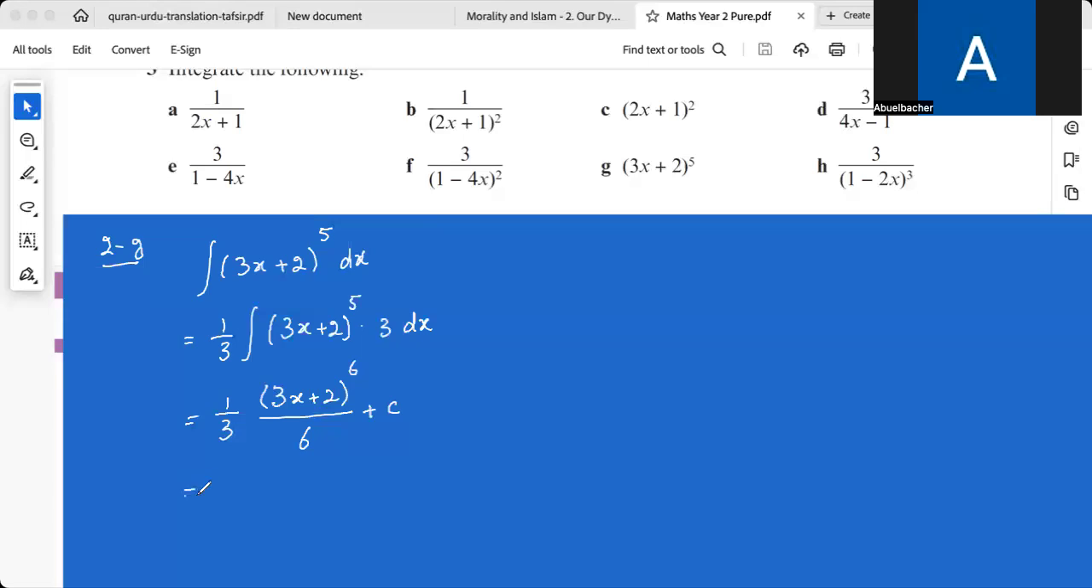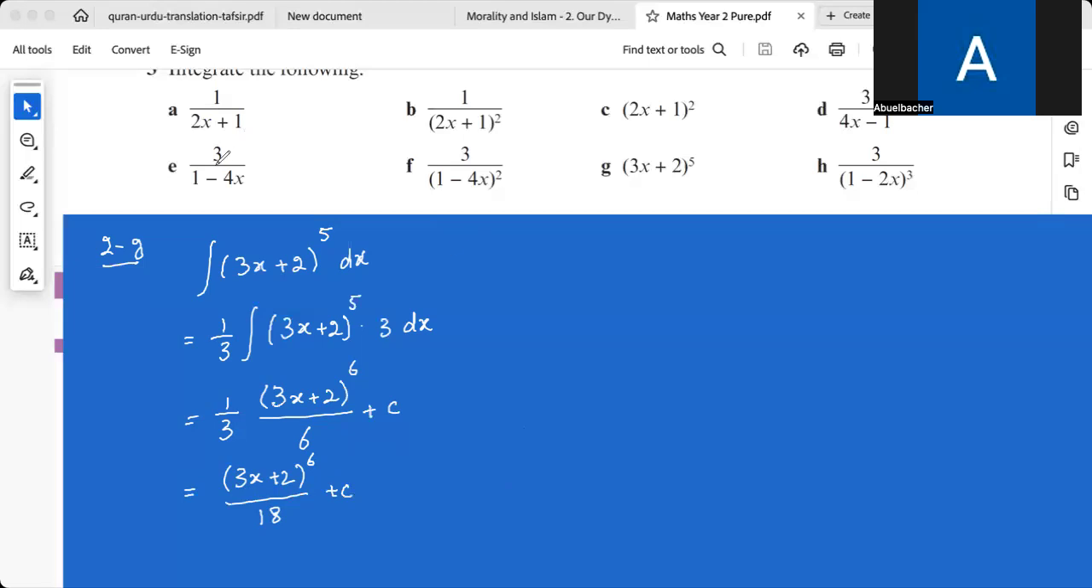Okay, so it means the answer is 3x plus 2 to the power 6 divided by 18. Sorry? Can't you just keep doing that? That's generic for this question.